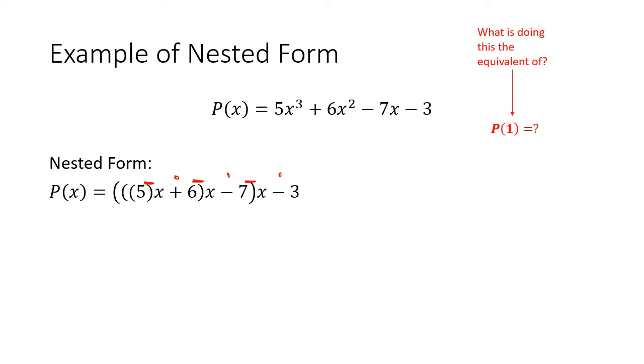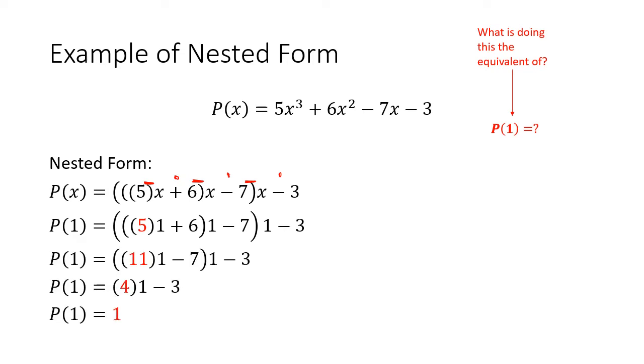Now, here's a question. If we evaluate a polynomial at p of 1, based on what we've been talking about, what's the equivalent of that? We'll answer that question in a second. But first, when we evaluate this polynomial with 1, we see that the answer ends up being 1, and the math is all laid out right there. It's pretty straightforward. All we were doing was multiplication, addition, then multiplication. So we multiplied the first coefficient by 1, then we added the next coefficient, then we multiplied that by 1, then we subtracted that from 7, then we multiplied that by 1, and then subtracted 3 at the end.